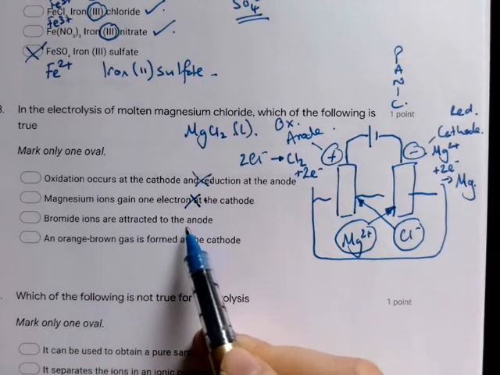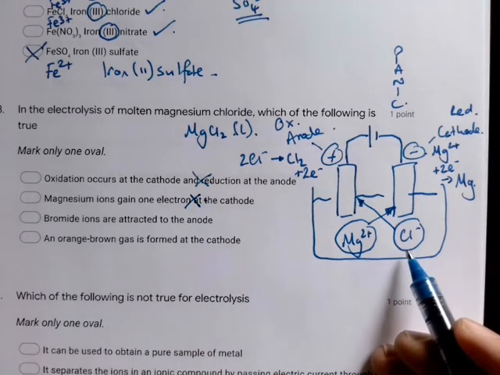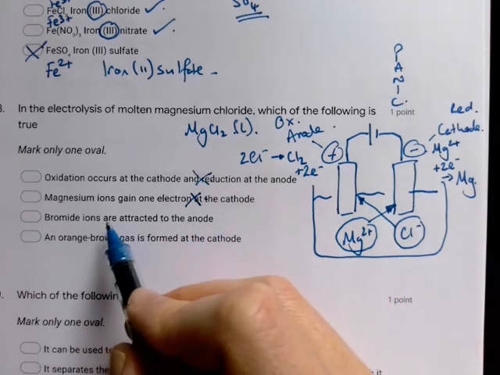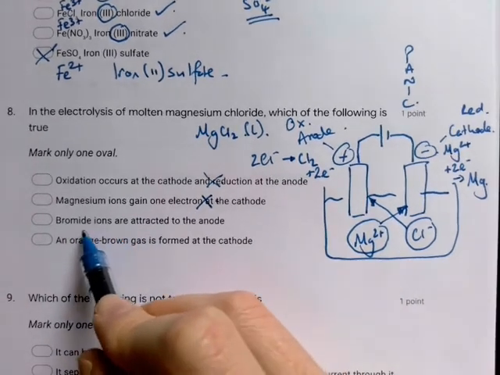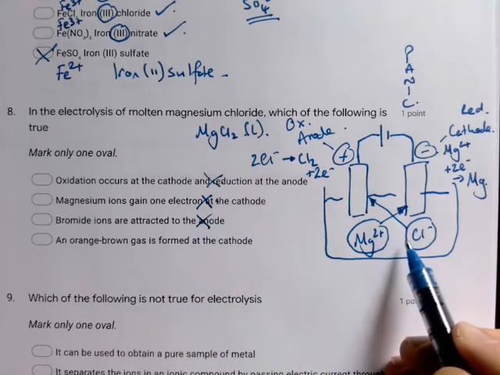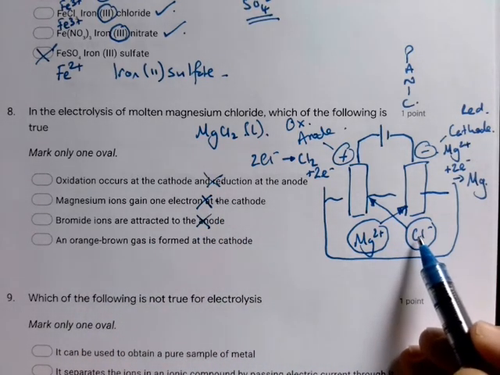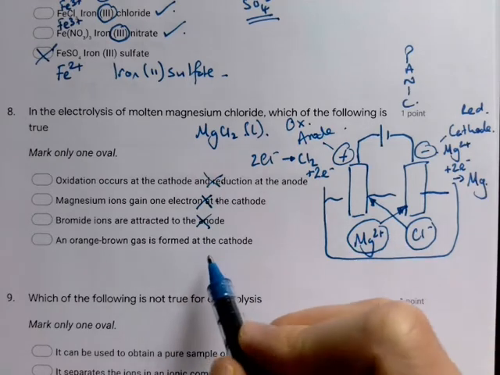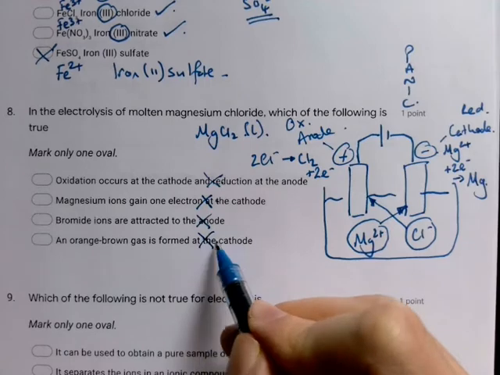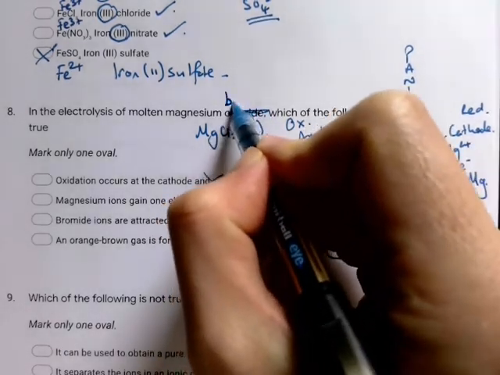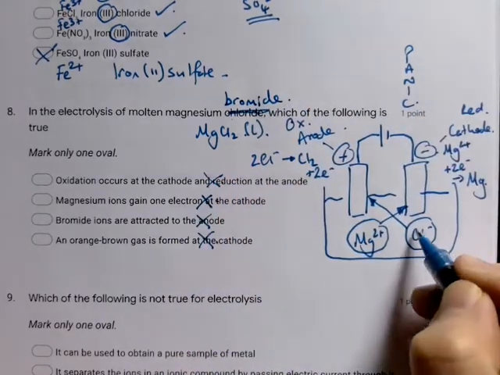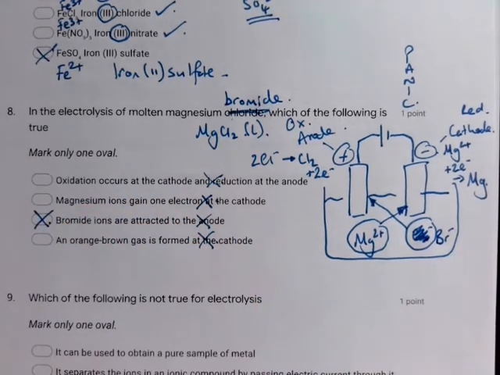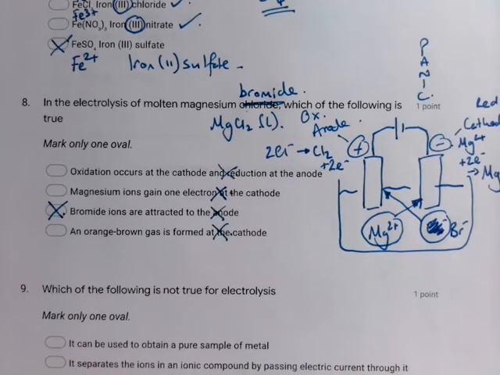Bromide ions are attracted to the anode. So for those of you that have managed to make it to this 12-minute mark, you'll realise that I've now realised that there's a mistake. Bromide ions attracted to the anode? No, that can't be true because there are no bromide ions. An orange-brown gas is formed at the cathode? No, that can't be true either, because there are no bromide ions to form an orange-brown gas, so that's wrong as well. Obviously the question should have been magnesium bromide, and if it was magnesium bromide, then that would be a Br minus ion, and it would be Br minus ions attracted there. My apologies if you got stuck on that question.